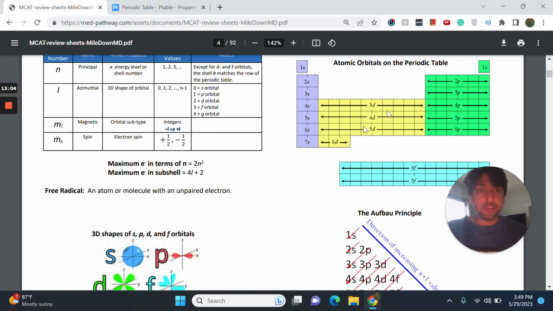Okay, the last one is the electron spin, and this is where the Pauli exclusion principle comes in, and that refers that for any one of the paired electrons within an orbital subtype, there has to be a plus 1/2 and a minus 1/2 spin number on it.